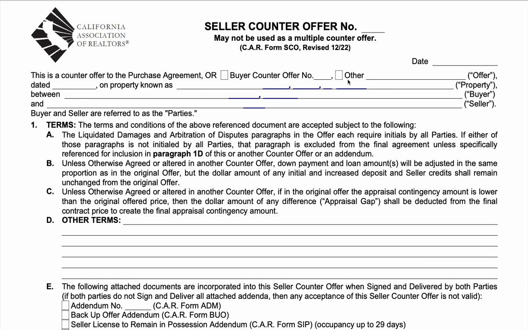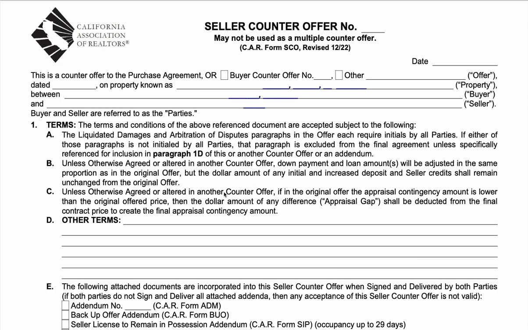This was revised December of 22. So now in 2023, this is the form we're using. The big change was that CAR, who creates these forms, added all this garbage text here. And it really has no business on a counteroffer, and I'll explain why.